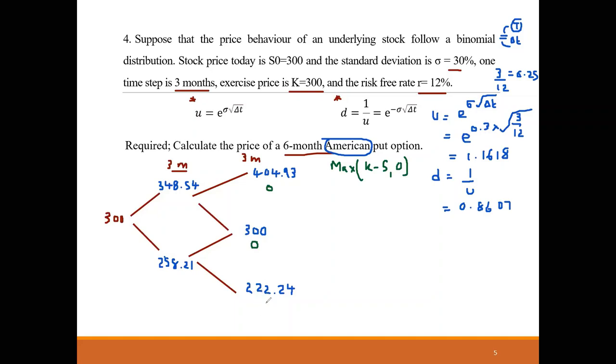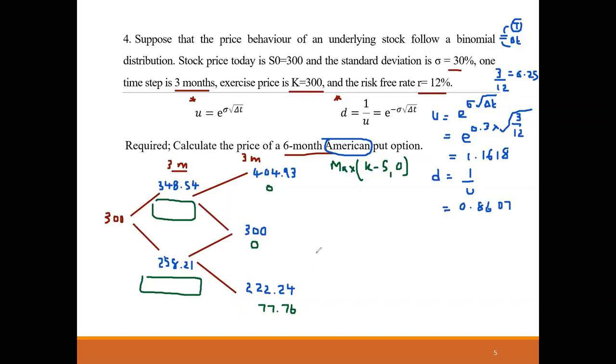And in here, how much would be the value of the option? So take K minus S. 300 minus 222.24. So that is 77.76. So once you identify this, calculate what would be the present value of these expected payoffs at these points in time, at the previous nodes.